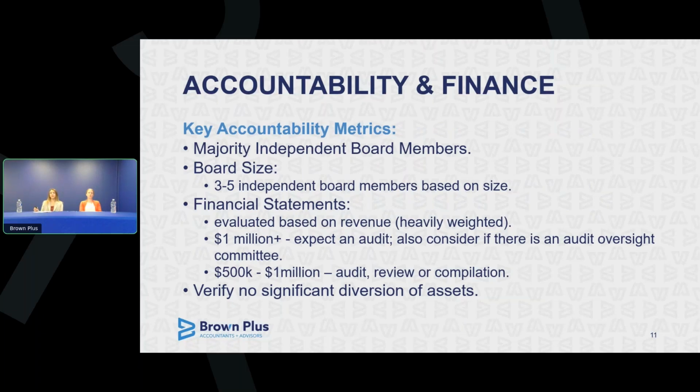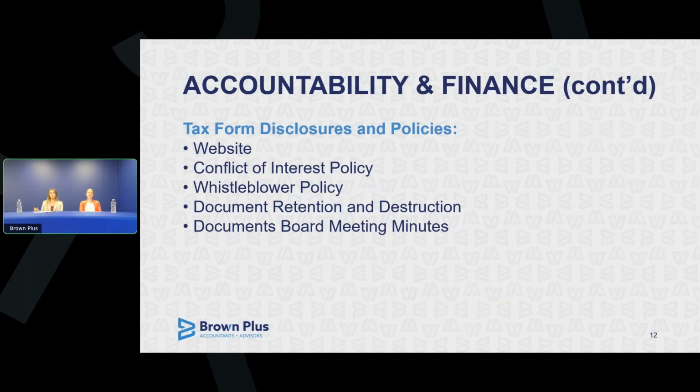This area is weighted relatively heavily. For organizations that are in the $500,000 to $1 million revenue range, they're looking for any of the 3 financial statements to get points in this section. For organizations that are $1 million plus, they want to see an audit, and they want there to be an audit oversight committee, and there's a question on the form about that. And they want to verify that there was no significant diversion of assets, aka fraud, and there is a question about that on the form as well.